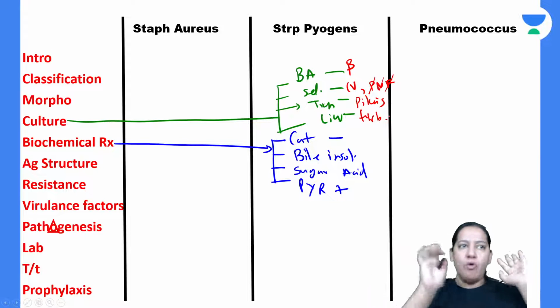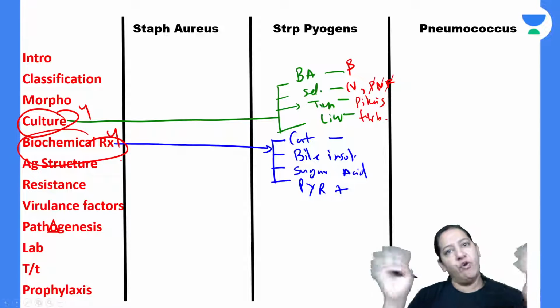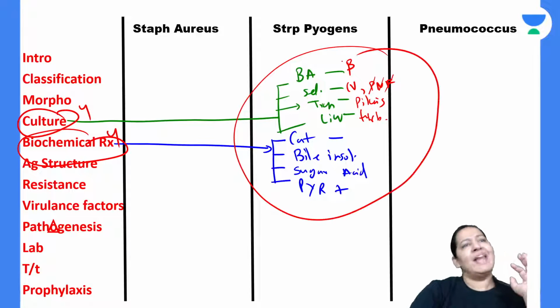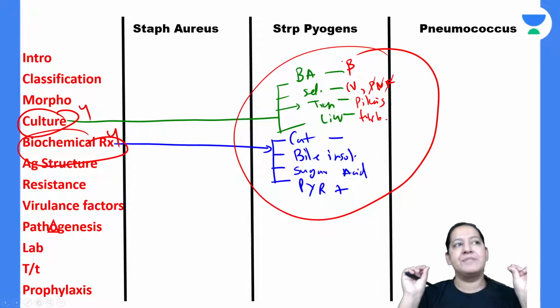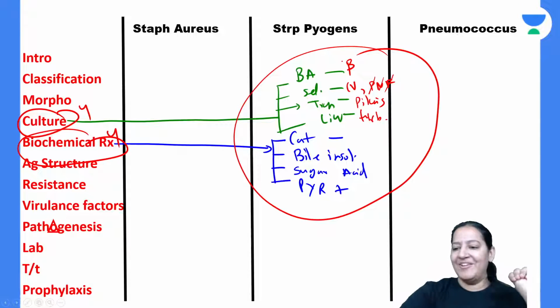That's it. So there are four culture media and there are four biochemical reactions. So 4 plus 4, 8 you should know. So any question can be framed from this. Yes, Abhijit, you are absolutely right. So 4 culture, 4 biochemical reactions.